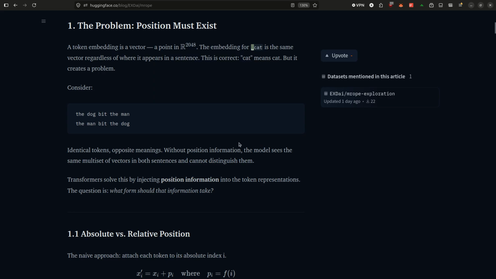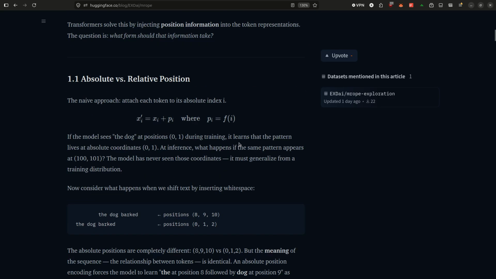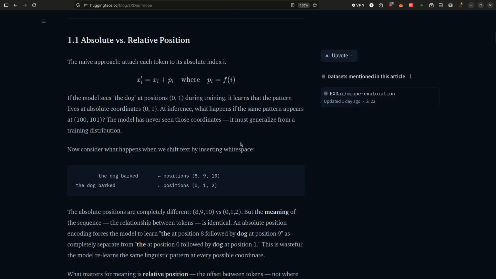Okay? So we talked about this in a previous episode. This is a little bit of a recap, but essentially there is a naive approach where what you could do is just take the existing vector, let's say this represents dog, and just add a tiny little vector to it, so that you get a new vector which represents dog plus the position of dog in the sentence.